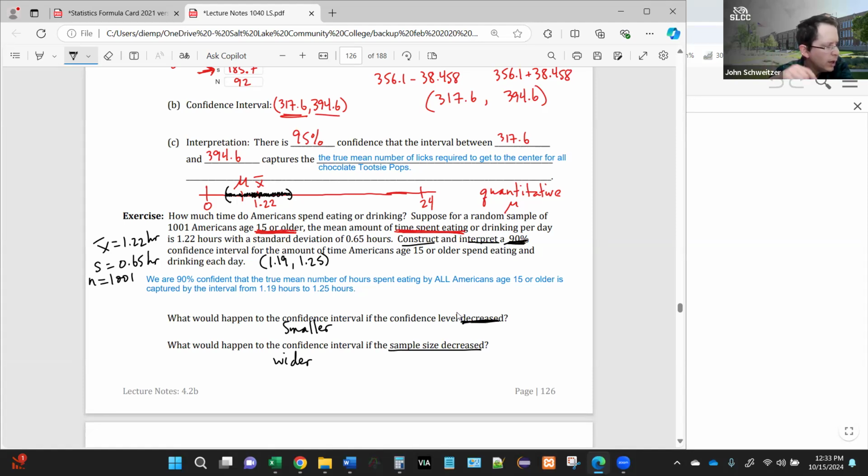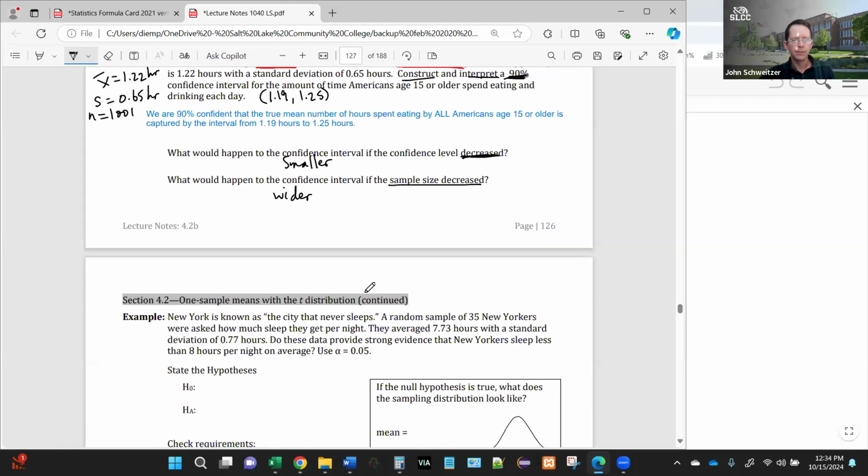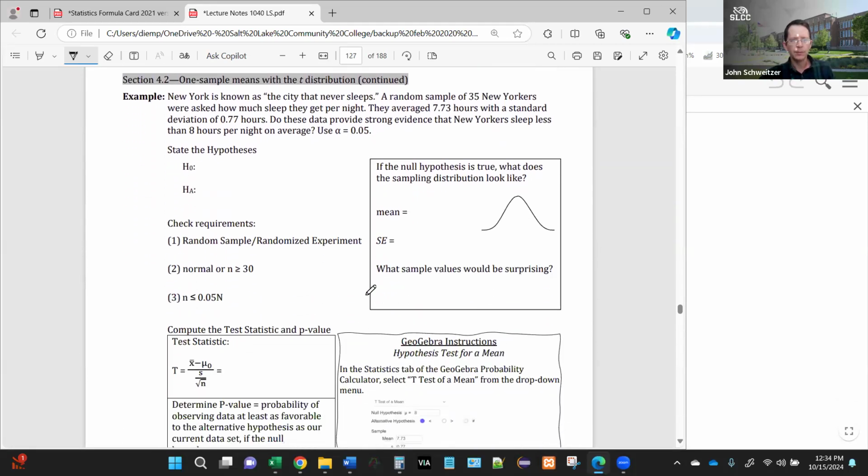Let's go ahead and move into the other major kind of inference, which is hypothesis testing. Unless you guys have questions, which if you do, I'm more than happy to go over it or even do a different kind of problem if you'd like. Okay, let's move on then. Let's do a hypothesis test using the normal distribution. Okay, so this is on page 127.